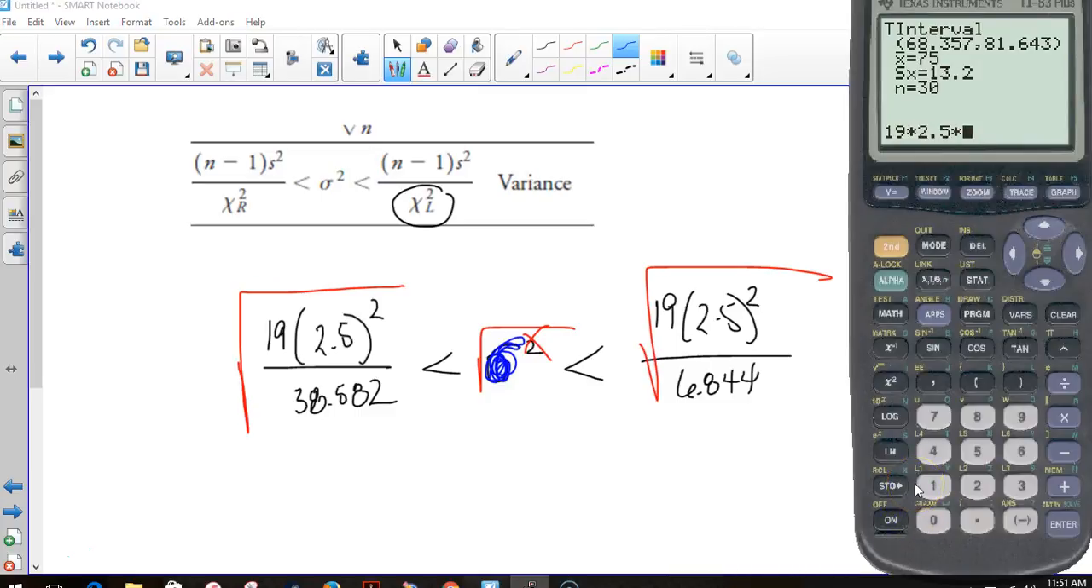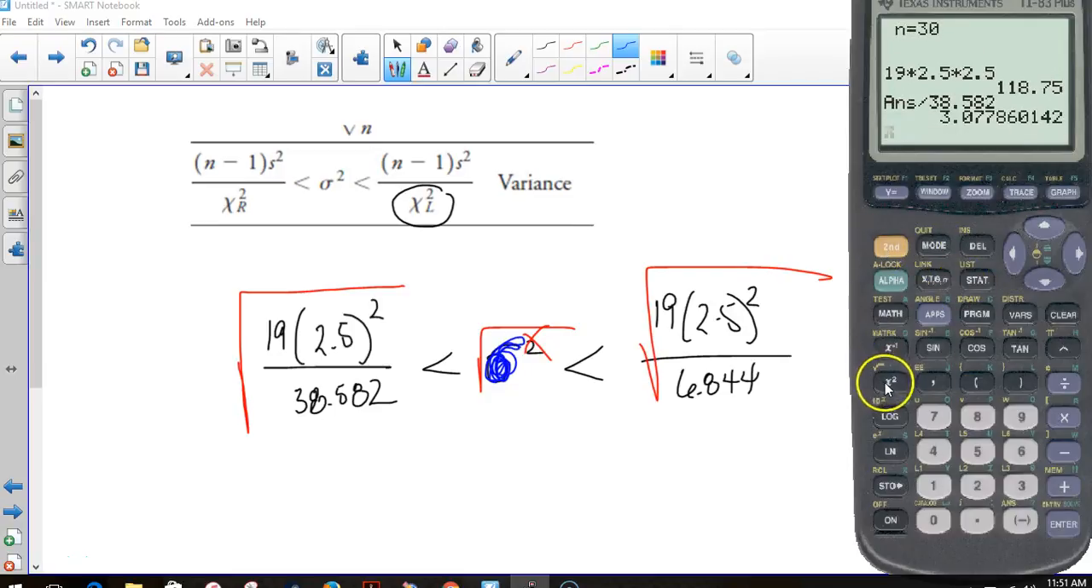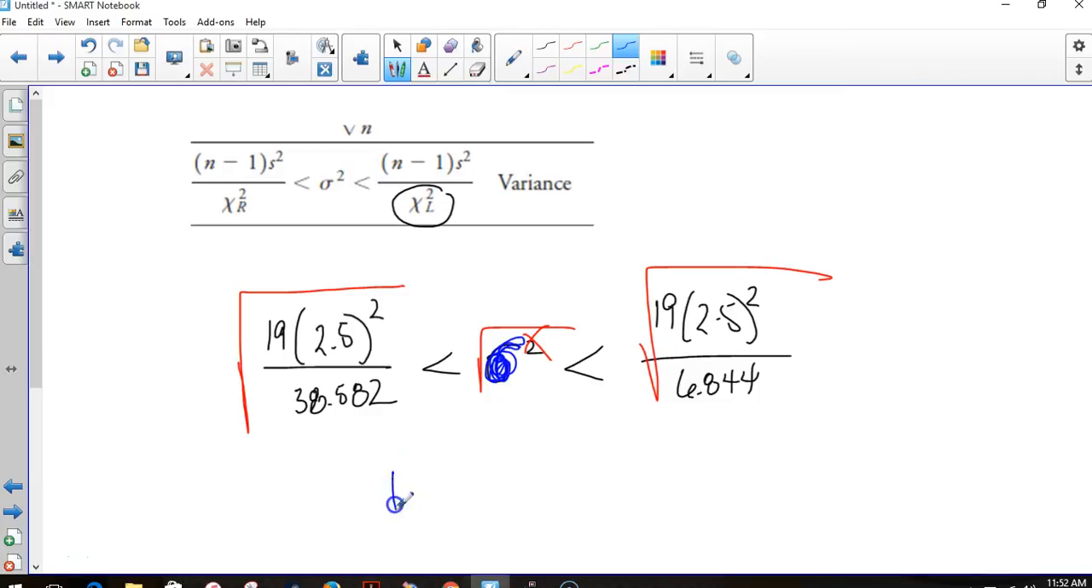Calculator. 19 times 2.5 squared divided by 38.582, square root. So I'm going to hit second x squared. Second negative sign, so it says take the square root of the last answer, and I hit enter and I get a 1.8.